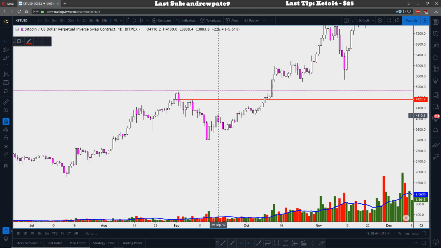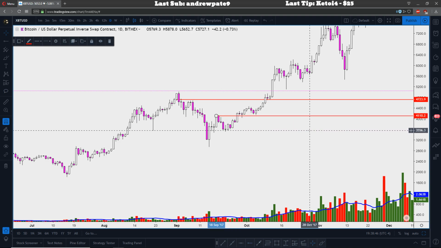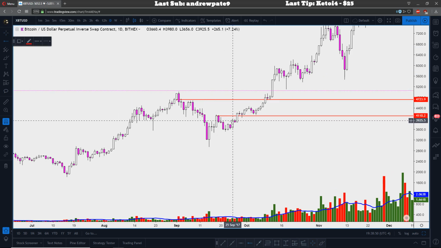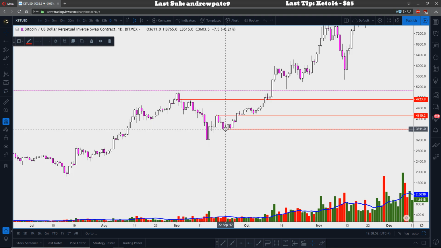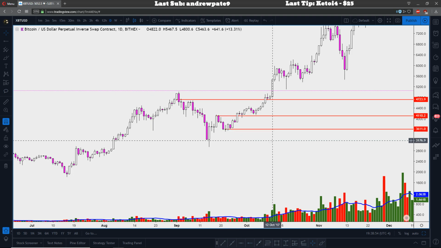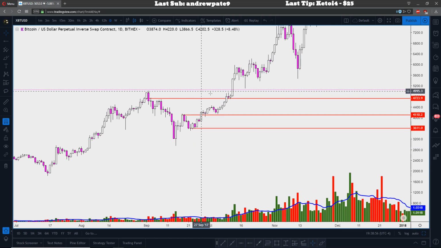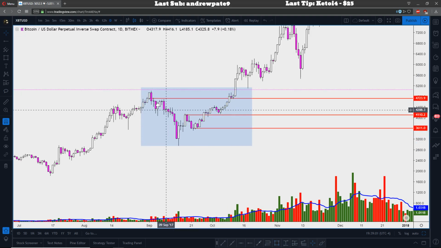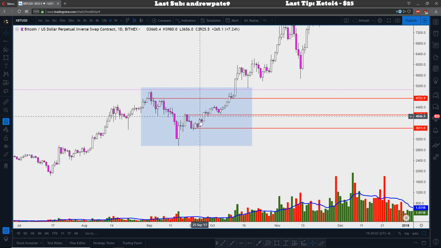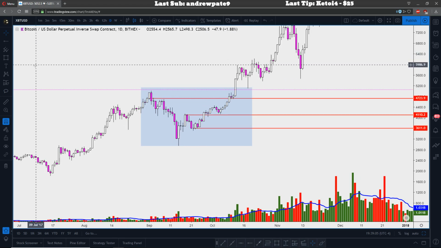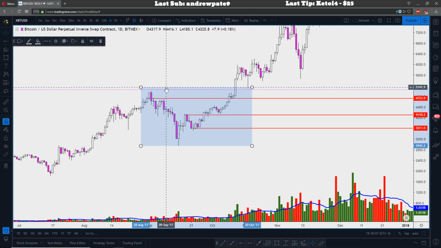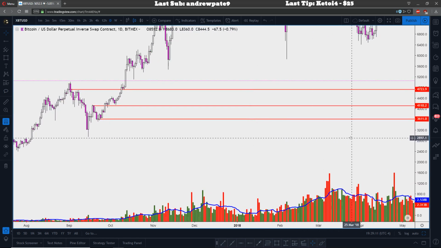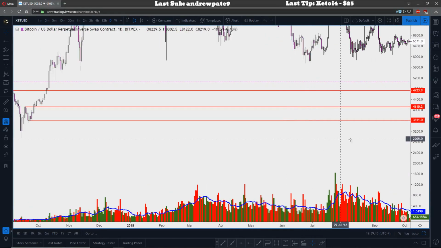The last form of resistance would have actually been this high here, or actually this doji here. So from this little cluster, this pullback, these are the levels I would be taking. And now let's look over to see if they were tested.